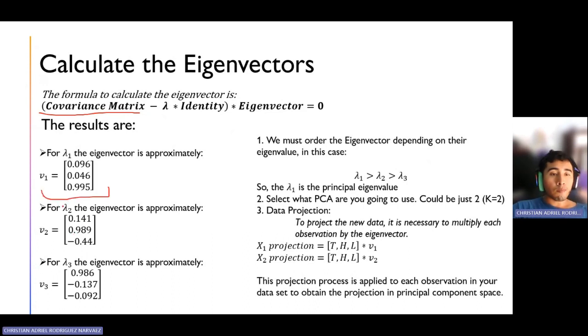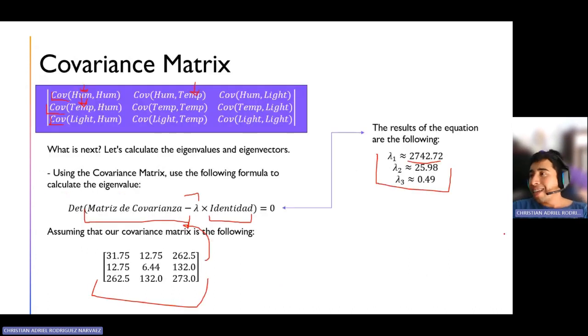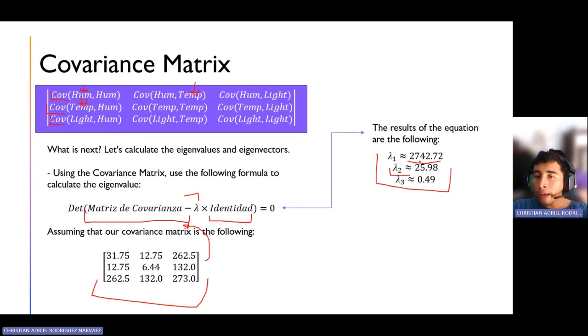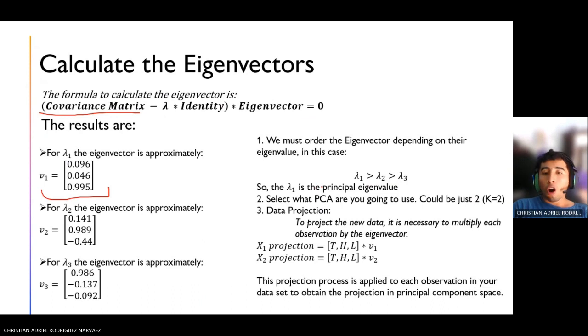Then we have lambda 2. The lambda 2 is the following value, and we have the result of b2, that is our eigenvector 2. And lambda 3, this is the result for lambda 3. And what is next? The next step is to order each eigenvector and each eigenvalue. In this case, it is completely clear that the eigenvalue lambda 1 is the highest and lambda 3 is the lowest. So our principal eigenvalue is lambda 1.